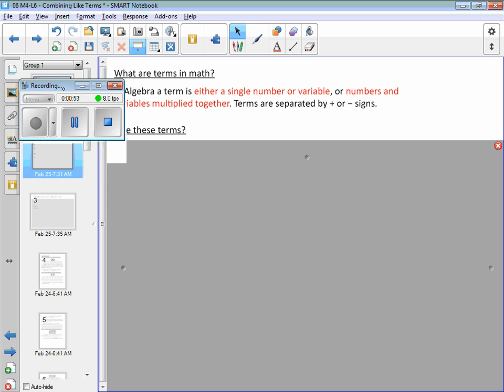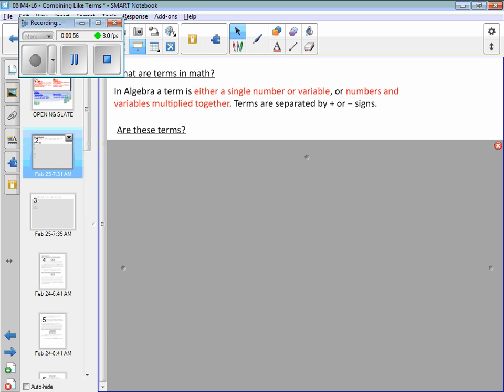In algebra, a term is either a single number or a variable, or numbers and variables multiplied together, and then terms are separated by plus or minus signs. So write that down and then we'll start to discuss it. While you're finished, you can copy that down and read it out loud. In algebra, which is what we're currently doing, a term is either a single number or a variable, or numbers and variables multiplied together, and then those terms can be separated by a plus or a minus.